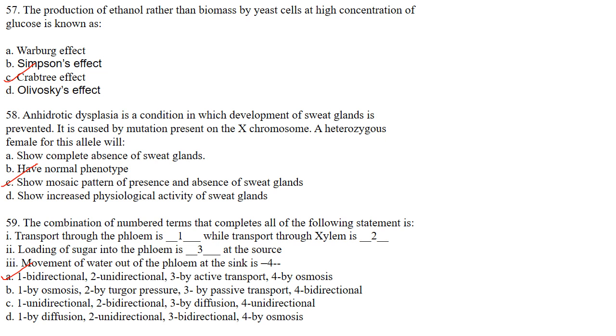Then, the combination of numbered terms that complete the following statement is: transport through the phloem is dash, while transport through the xylem is dash. So the transport through phloem is bidirectional and the transport through xylem is unidirectional. Loading of sugars into the phloem is by active transport at the source. Movement of water out of the phloem at the sink is by osmosis. So the answer here is option A.